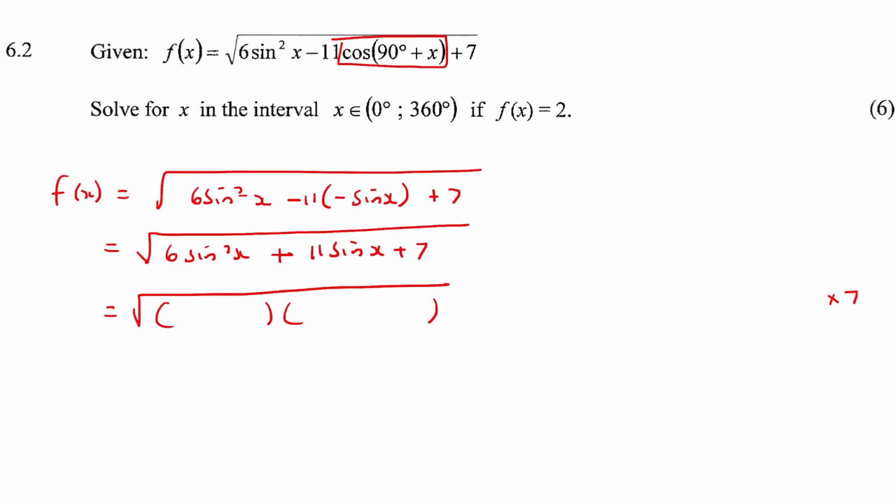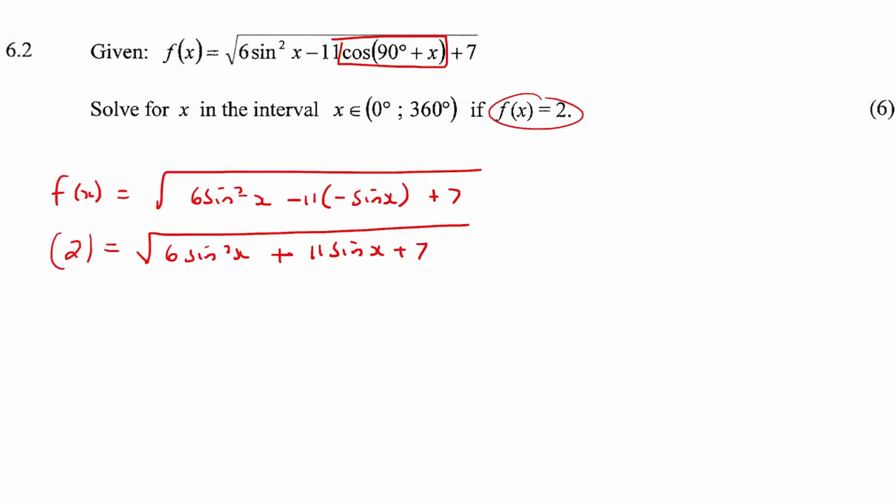I thought we were eventually going to end up with two brackets that are the same, to the power of 2. But instead, let's go back a step. Let's now fill in f of x equals 2. Now we can square both sides. So square and square, we end up with 4 on the left. The square root disappears on the right.